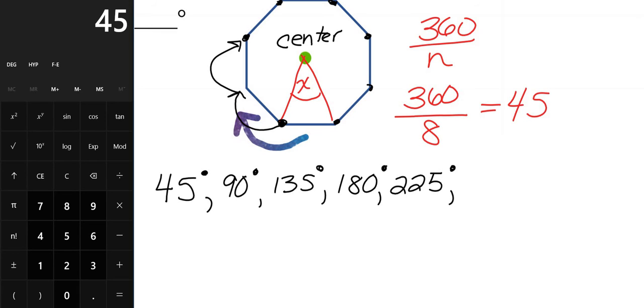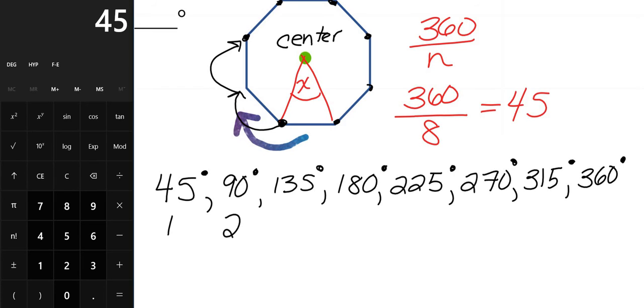Another 45 gets us to 270. Another 45 gets us to 315. And then one more 45 gets us to 360. Now notice how many rotations this was. This is 1, 2, 3, 4, 5, 6, 7, 8.